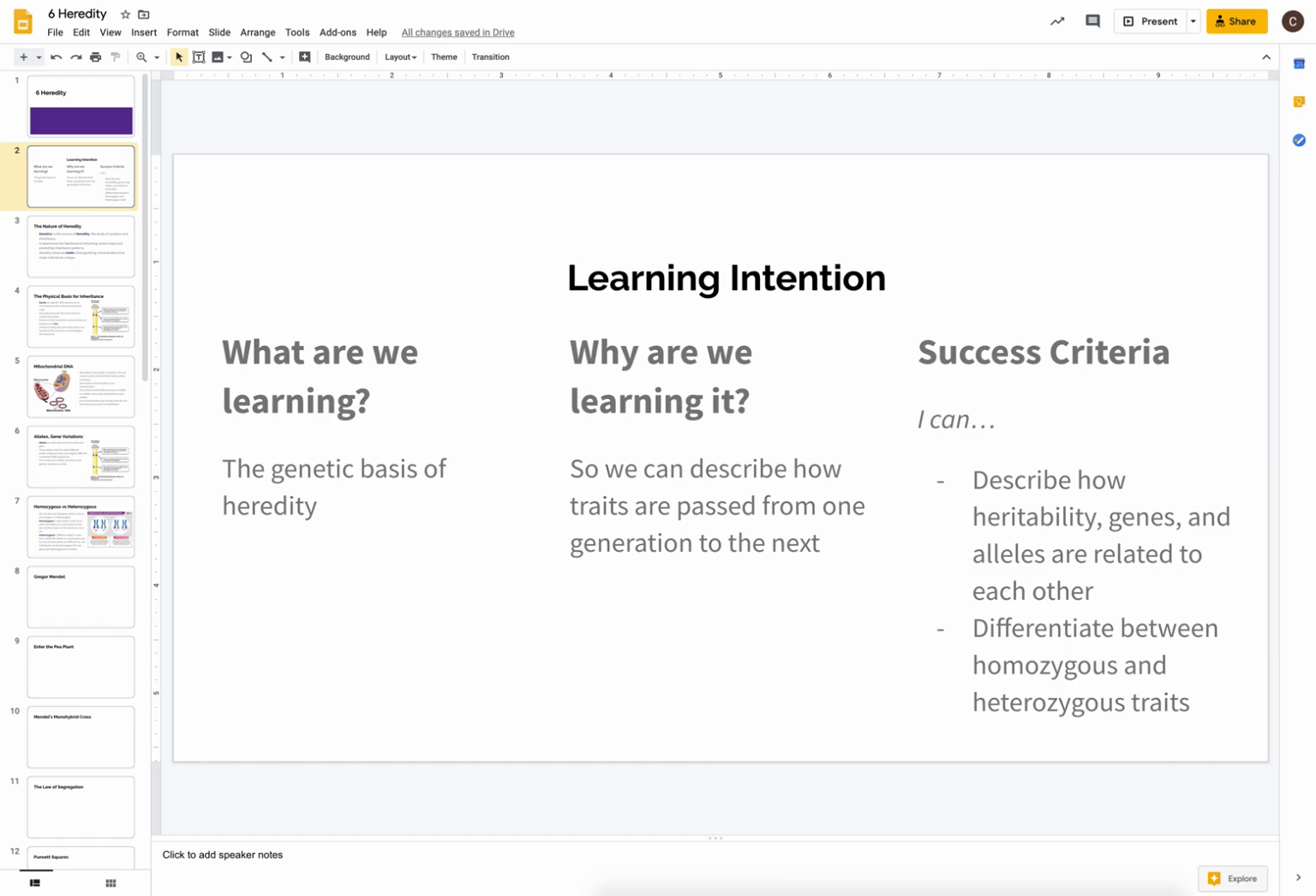Today we discuss the genetic basis of heredity. The reason we are doing this is so we can describe how traits get passed from one generation to the next, and our success criteria is being able to describe the relationship between heritability, genes, and alleles, as well as being able to differentiate between homozygous and heterozygous traits.